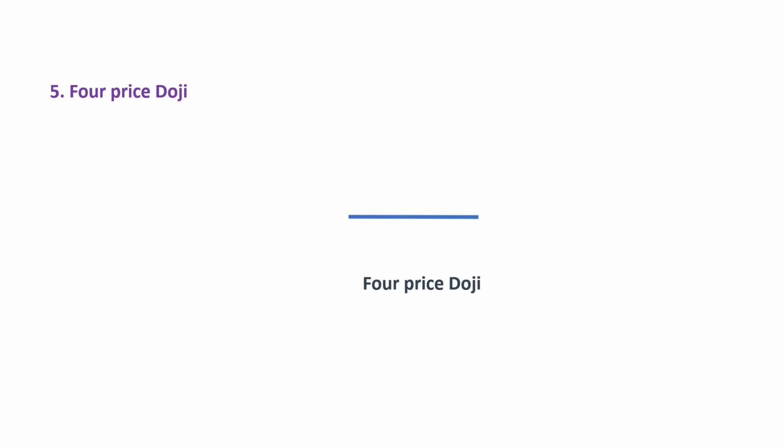Finally, the last one is the 4-price doji. The 4-price doji is characterized by the convergence of open, close, high, and low prices all at the same level. This distinct pattern signifies a profound sense of indecision prevailing in the market. Both buyers and sellers are showing a clear hesitancy to actively participate in trading.